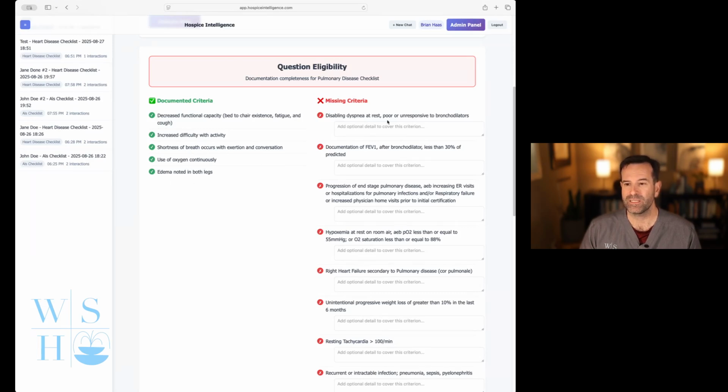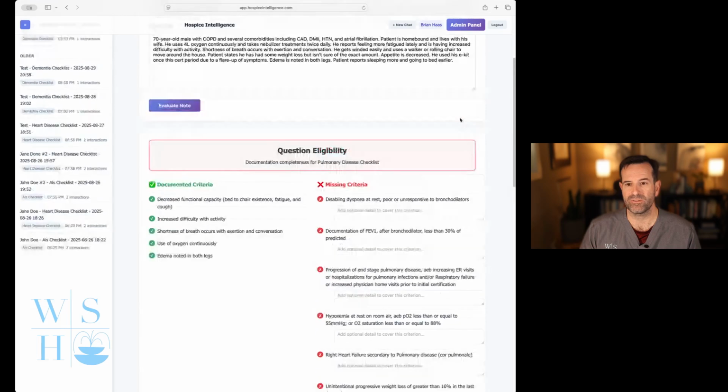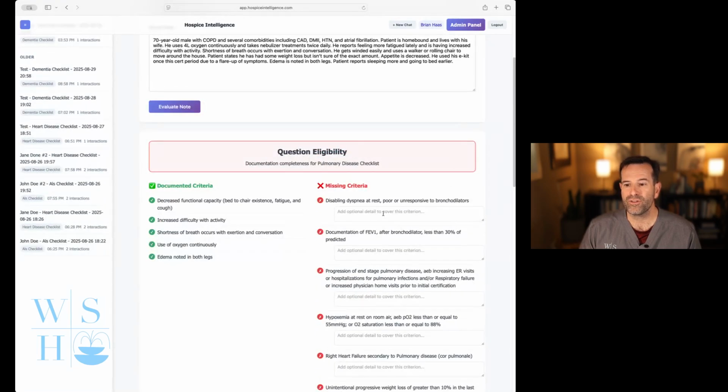Now we have over here disabling dyspnea at rest, poor, unresponsive to bronchodilators. We can further clarify this because he does have the shortness of breath occurring with exertion and conversation, but we didn't say that it was disabling, and that's a really key factor. He gets winded easily and uses a walker or a rolling chair to move around the house. That means that he's disabled, right? So we want to put those key words in there. So we can change this here to say, patient is unable to function well in the home environment.